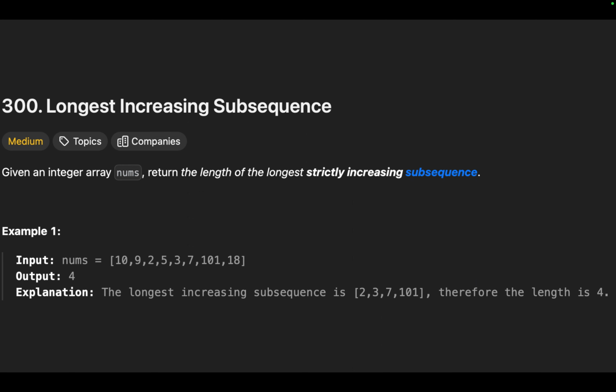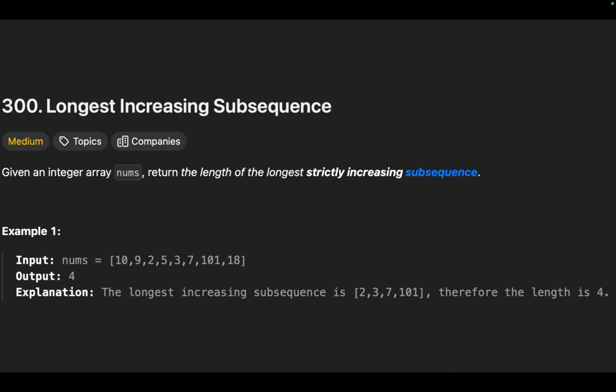Let's start off reading the question here. Given an integer array nums, return the length of the longest strictly increasing subsequence. So given an array 10, 9, 2, 5, 3, 7, 101, 18, the length of the longest increasing subsequence is 4. And that sequence is 2, 3, 7, 101.